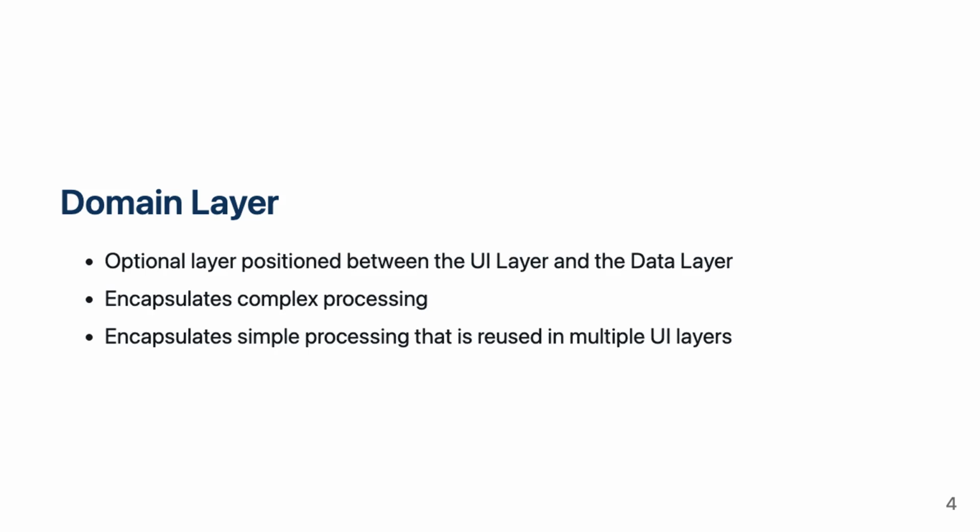Finally, let's talk about the domain layer. The domain layer is a layer that implements complex processing and processing that can be reused in the UI layer. This layer is not necessarily required, and it is recommended to use it as needed. In Now in Android, the process of retrieving articles by keyword search is implemented in this domain layer.